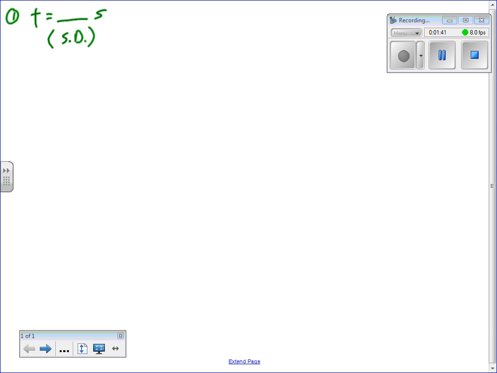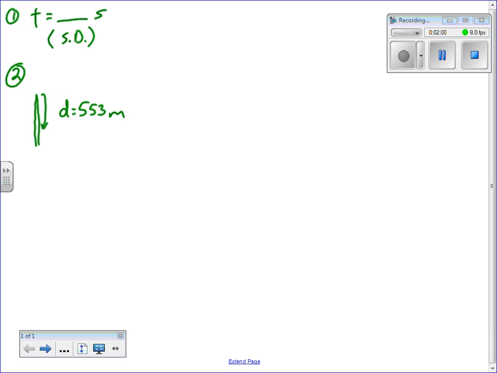So step number 2 is to draw a diagram, get the concept, figure out what's happening. This one's pretty straightforward. We have the CN tower. We have a penny dropping down from the CN tower. It's got a height of 553 meters, so our distance traveled would be 553.